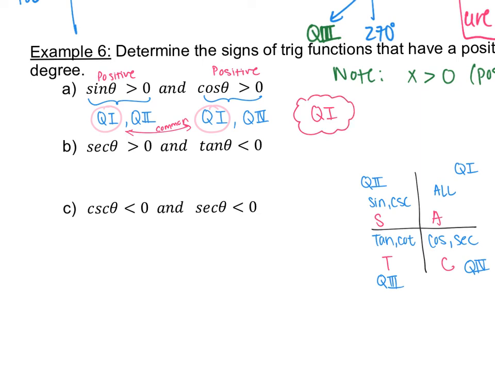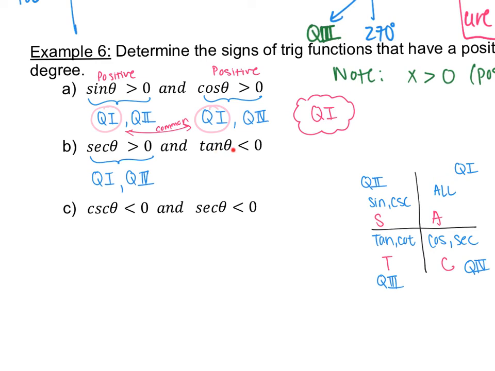So I'm looking for which quadrant satisfies both conditional statements. This one here says secant needs to be positive. Secant is the reciprocal of cosine, so secant is positive in the first quadrant. Anything's positive in the first quadrant. And it's positive in the fourth quadrant.